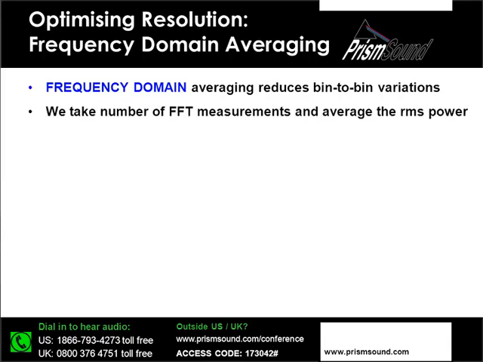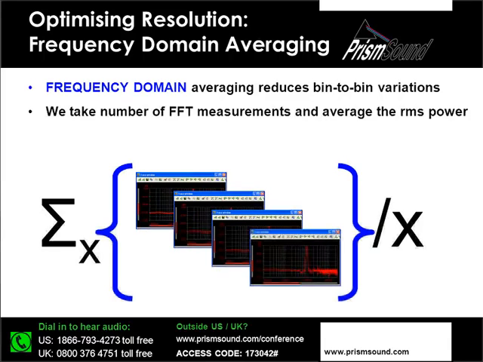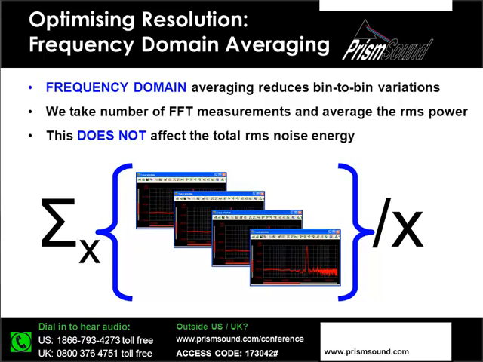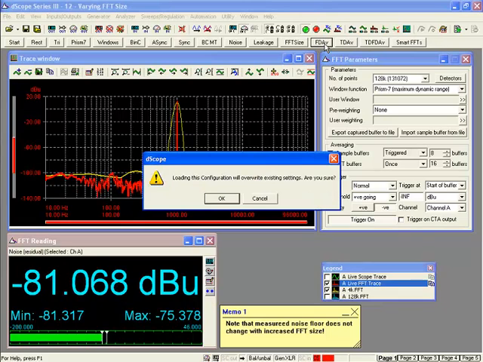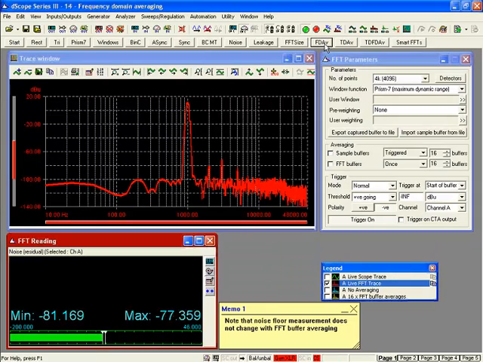What we do here is we take a number of successive FFT measurements and we average the RMS power in the frequency domain at each bin of those FFTs. Importantly, this does not affect the total RMS noise energy. It stays constant no matter how many averages you run in the frequency domain. Again, this is easier illustrated with a live measurement, so let's open this file here.